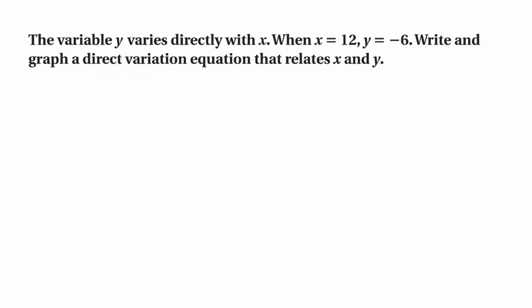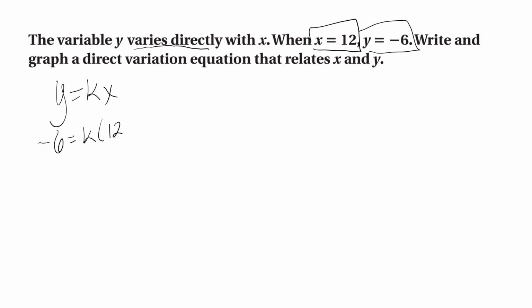Okay, so now I'm told that I have a direct variation, and I want to come up with the equation. My equation is y equals kx for a direct variation. I'm going to plug in 12 for x and negative 6 for y to find my constant of variation. I'm going to divide by 12, and I can see that k is negative 1/2. That gives me the equation y equals negative 1/2 x.